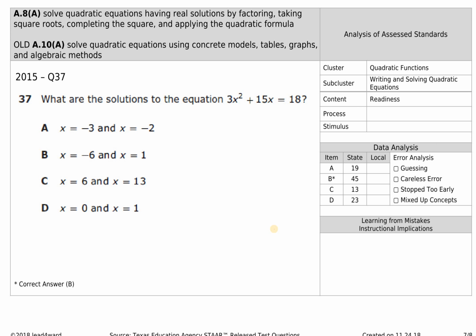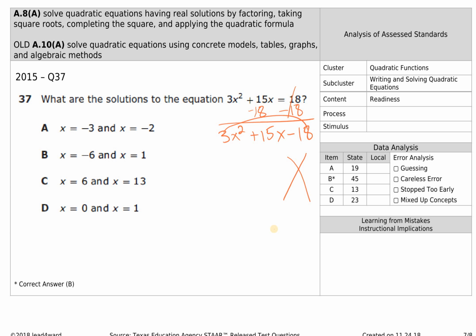And the last question, we see that it has an x squared and an x, so we would not be able to do the square root method. We would need to factor it. We would get the 18 to the other side. 3x squared plus 15x minus 18. If we start to do the x factor, we multiply 3 times 18 and put that on top. We put the b term, the middle term, on bottom.